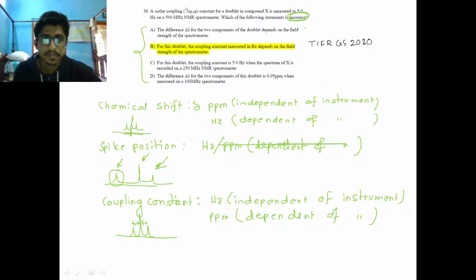See, what are the question options? Here I mark the correct option at first. The question says which of the following statements is incorrect. The second option is, for this doublet, the coupling constant measured in Hertz depends on the field strength of the spectrometer. But here I mentioned the coupling constant when reported in Hertz unit is independent of instrument. So this option is the incorrect one. So option B is the correct option for this question.